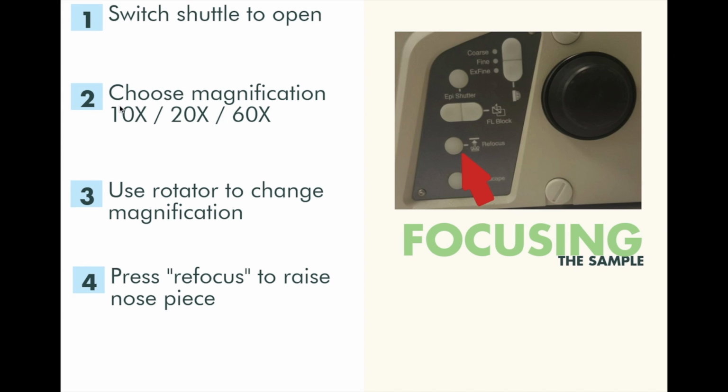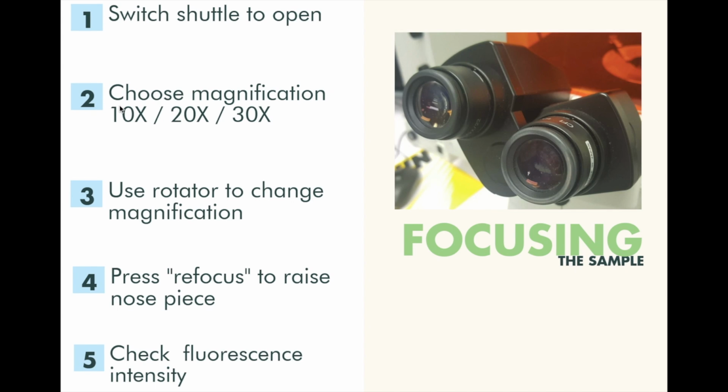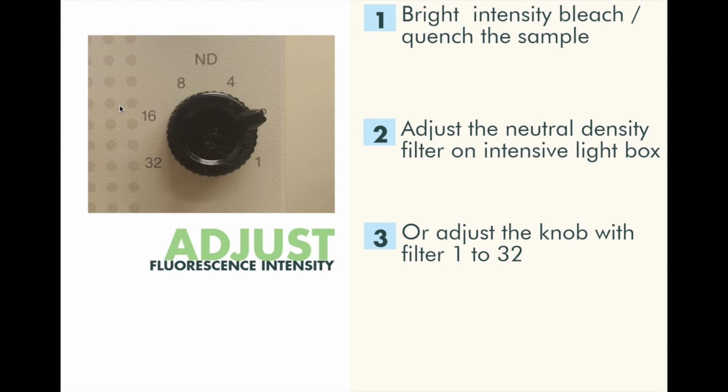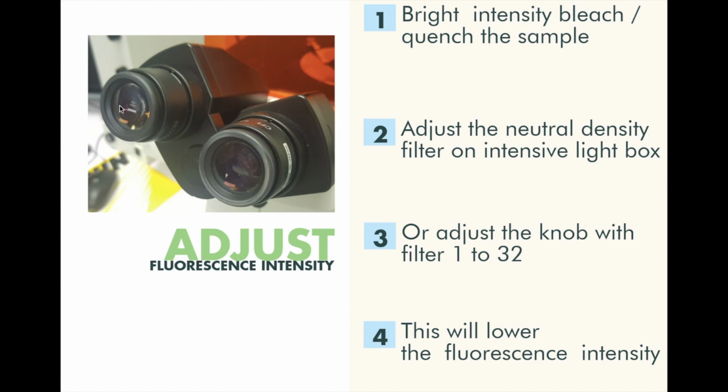Remember to adjust the intensity of the light to a desirable level. If the fluorescence intensity is too bright, it will bleach or quench the sample. You can do so by adjusting the neutral density filter on the light bulbs or adjust the knob with filter 1 to 32. This will lower the fluorescence intensity.